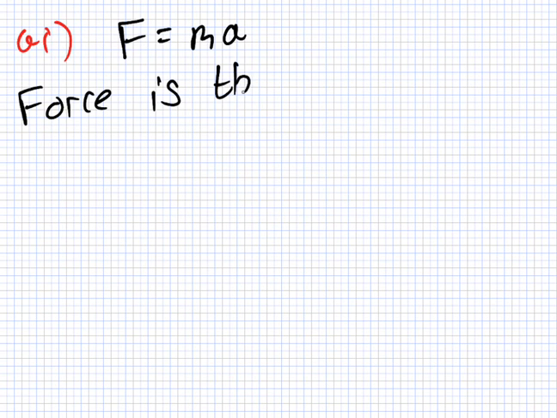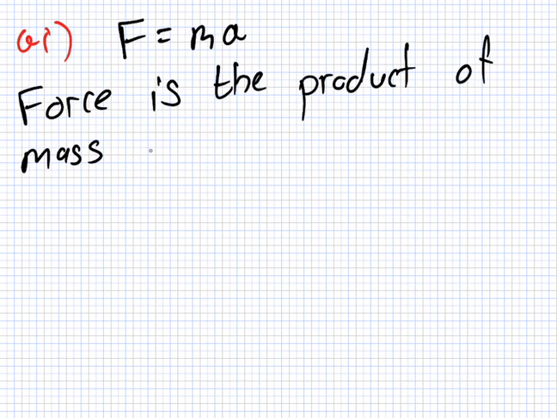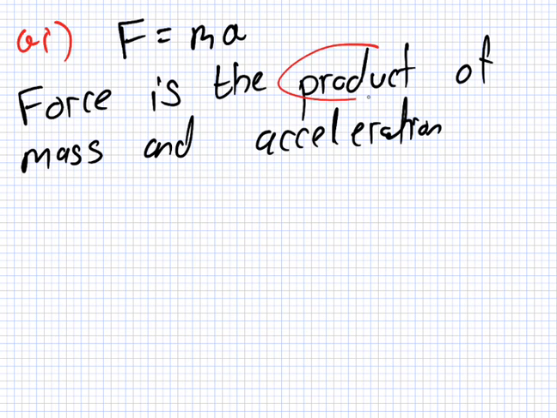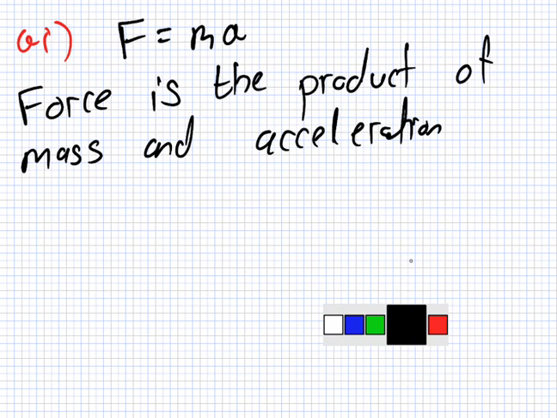Well, what's the formula? F equals ma. So you have many ways to say it. I think the easiest one just to say is force is the product of mass and acceleration. And just so you know, guys, product is a verb that means multiply. Force is the product of mass and acceleration.